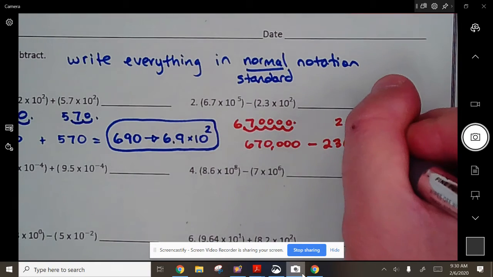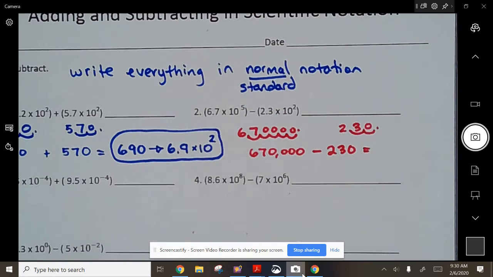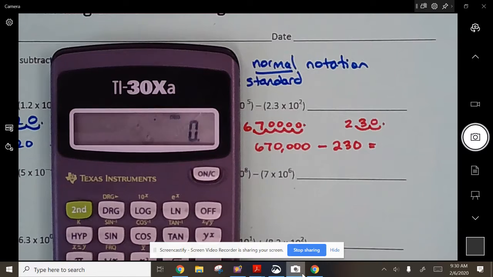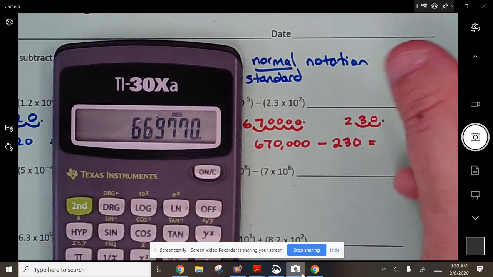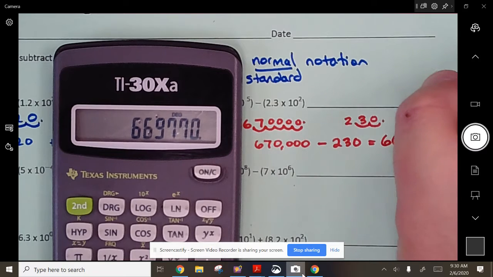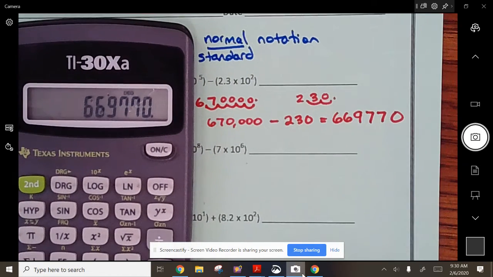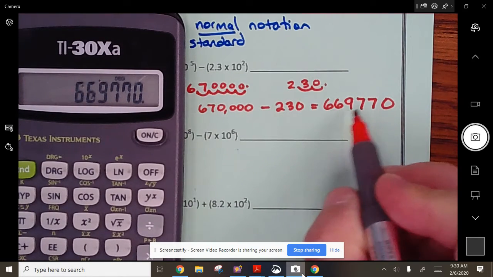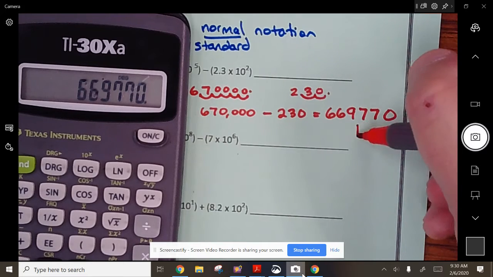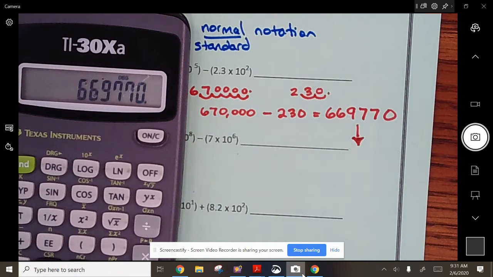Okay, so again, you're allowed to use your calculator. So go ahead and try that out. 670,000 minus 230, you're going to get 669,770. And I like this number because we're going to talk about how this needs to eventually get changed into scientific notation as well. I'm going to move it down since I'm running out of room. Your paper can look different.